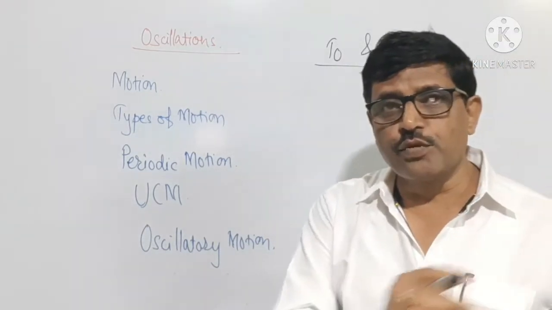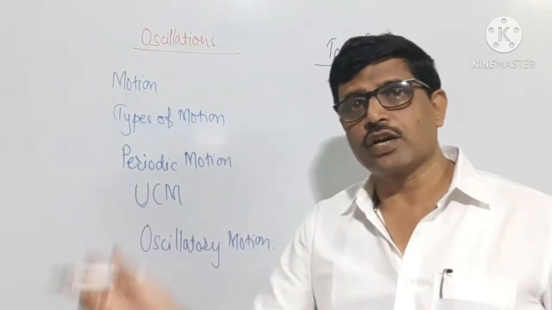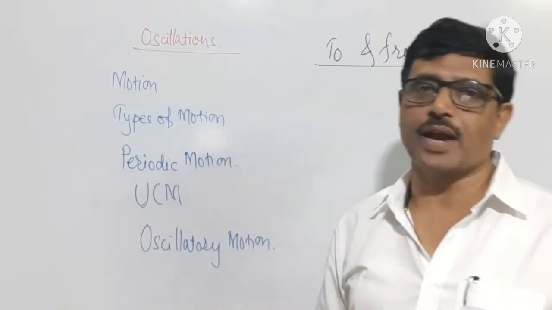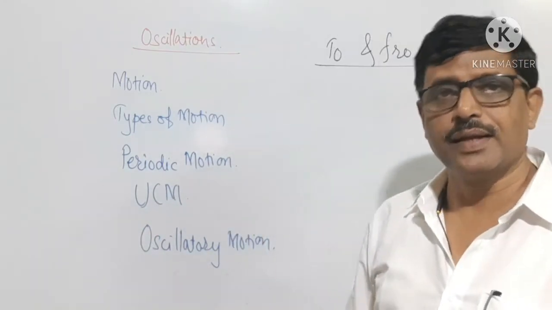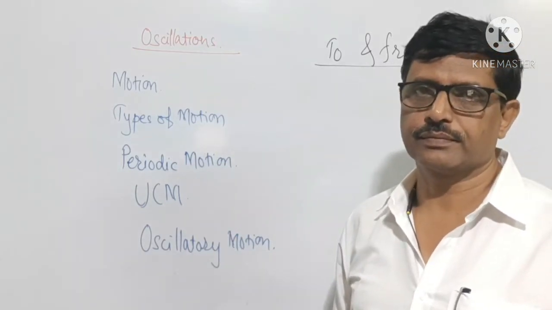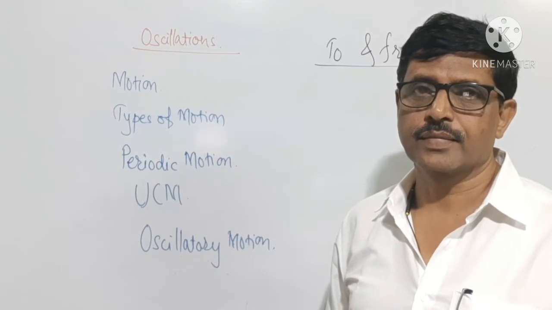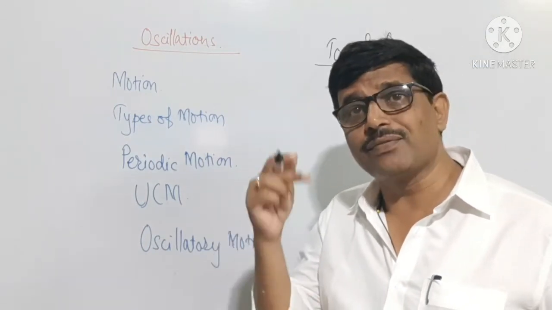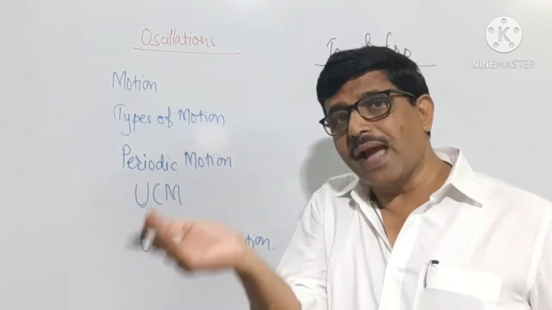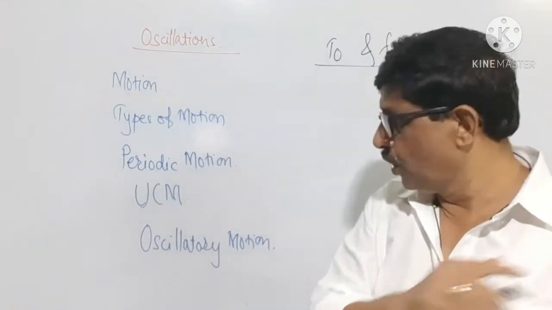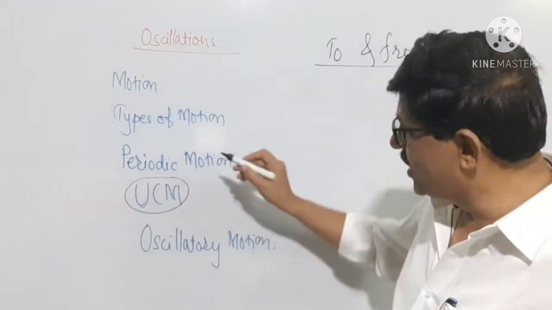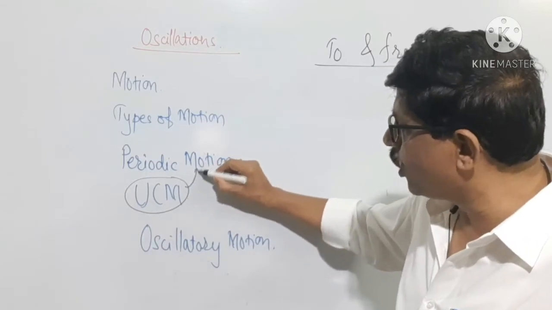If an object is moving along a straight line or along a curved path and its path is repeated after regular intervals of time, then the motion is oscillatory motion. Before we start with oscillatory motion, I will again come back to uniform circular motion, which is a periodic motion.